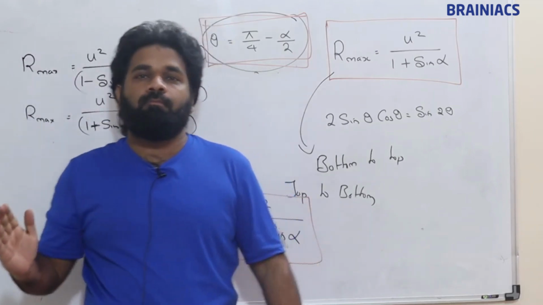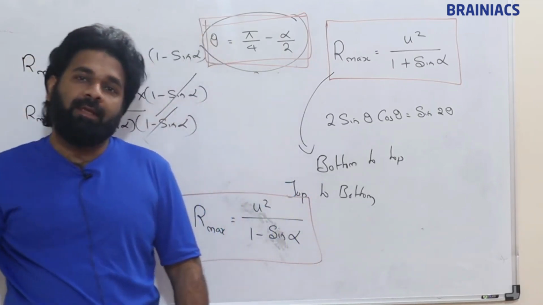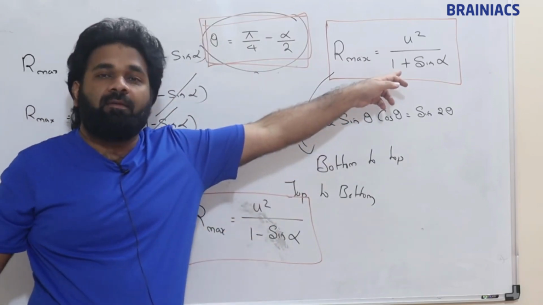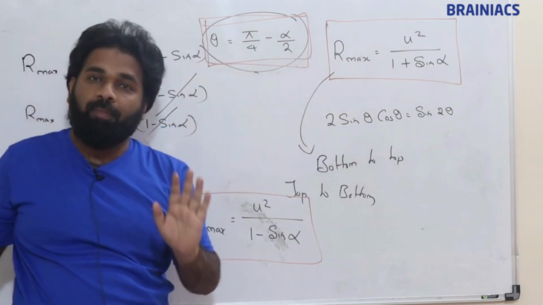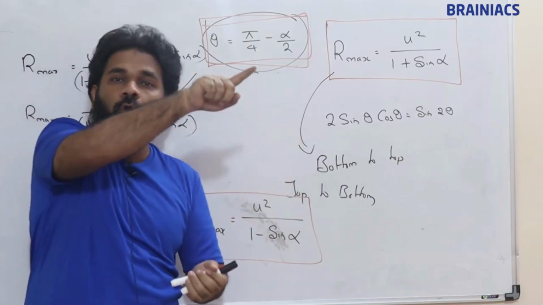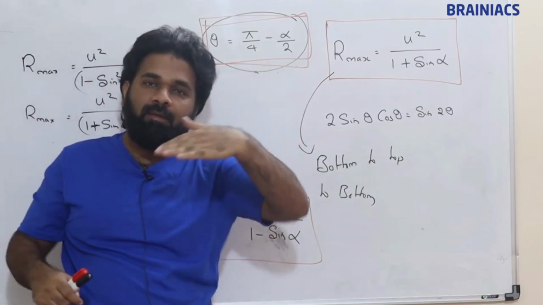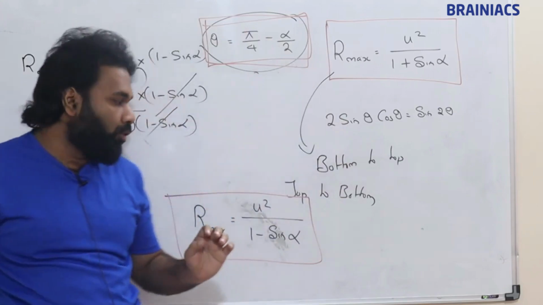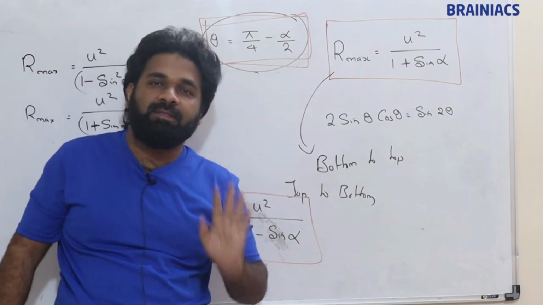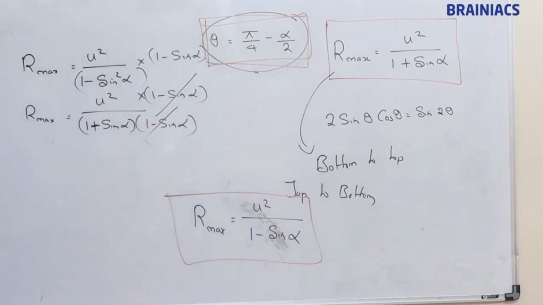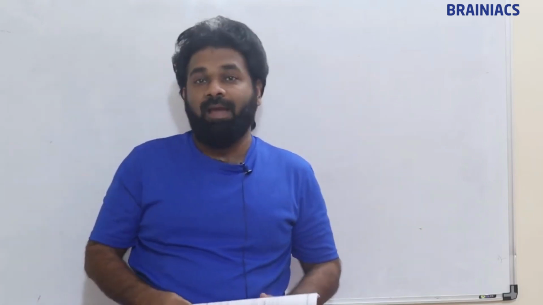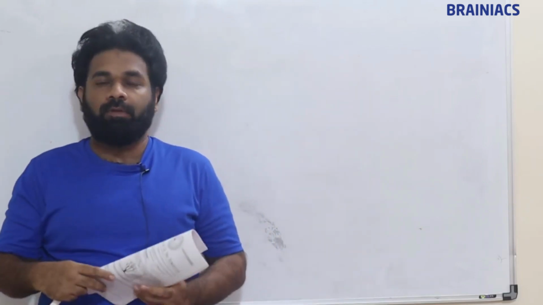So from bottom to top over the inclined plane, R max is nothing but u square by 1 plus sine alpha, and the angle theta is equal to pi by 4 minus alpha by 2. And from top to bottom in the inclined plane, for the same angle, R max will be u square by 1 minus sine alpha. Okay, note it down. Now let us do some problems based on the maximum range in an inclined plane.